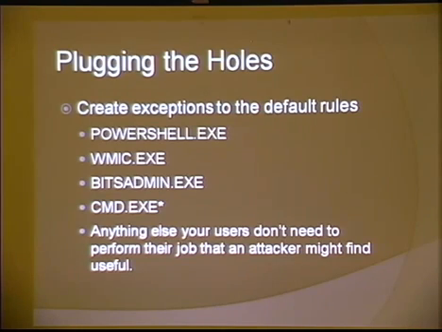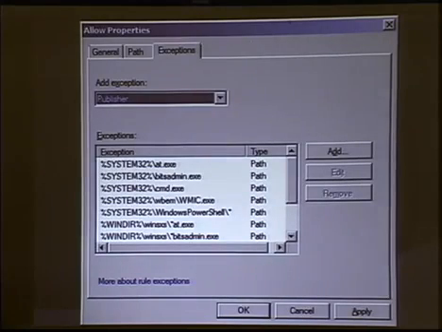Anything your users don't need to use in order to perform their job is something that you can create an exception for. I believe the term for this is least privilege. It does work. This is an example of what it looks like when you're creating some of your exception rules. You just define a path that is accepted. You can do it by publisher, hash, or path rules.